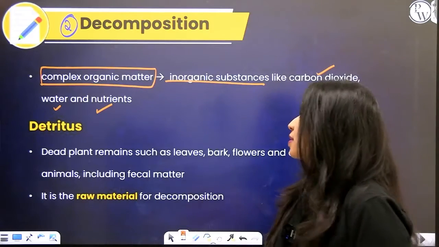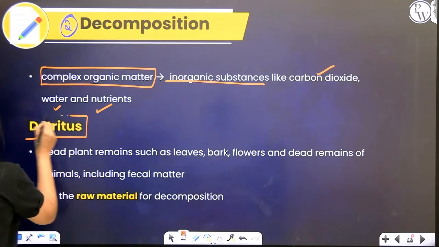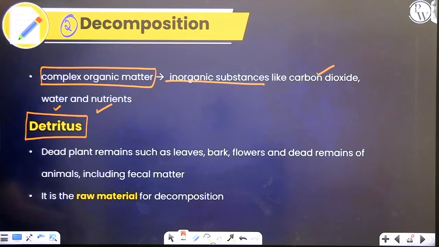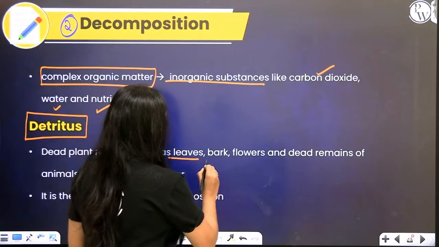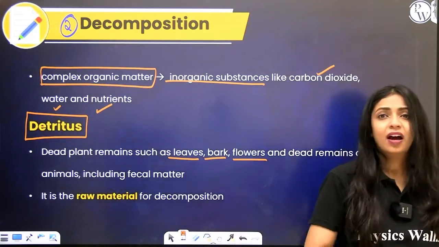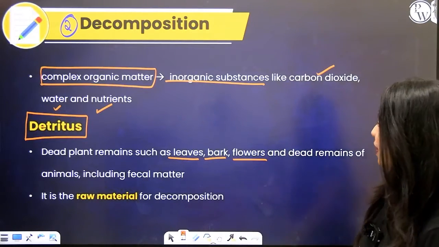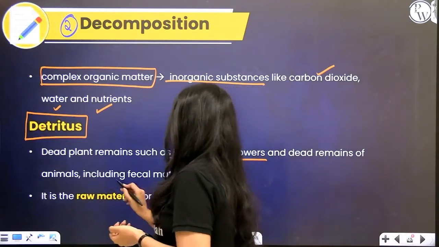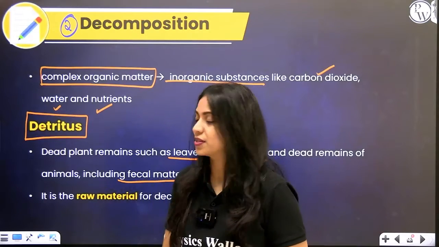certain nutrients. Over here, it's important for us to understand a term called detritus. You may or may not have heard this before, so pay attention. What is detritus? When plants or animals die, it falls on the ground, right? Plant parts are falling down all the time. It could be dry leaves, bark, flowers, or a twig. All of that fresh material that is falling on the ground is what we refer to as detritus. If you consider animals, even animal parts including the fecal matter is included under detritus.